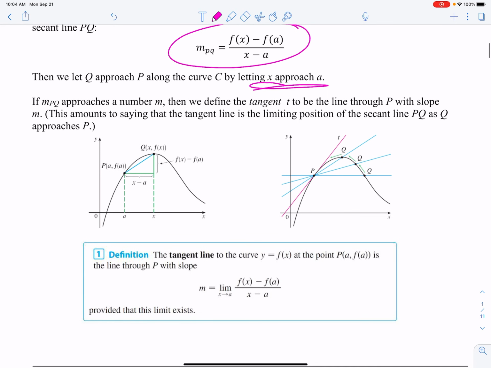If the slope between points P and Q approaches a number m, then we define the tangent T to be the line through P with slope m. This amounts to saying that the tangent line is the limiting position of the secant line PQ as Q approaches P. As those two points get infinitely close together, the difference no longer matters, right?